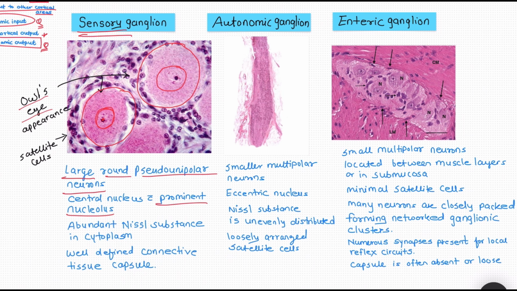Abundant Nissl substance in cytoplasm. Nissl substance is nothing but rough endoplasmic reticulum, and it is abundant in the cytoplasm. It has a well-defined connective tissue capsule. This whitish material is nothing but the connective tissue capsule, and these blue cells are satellite cells.